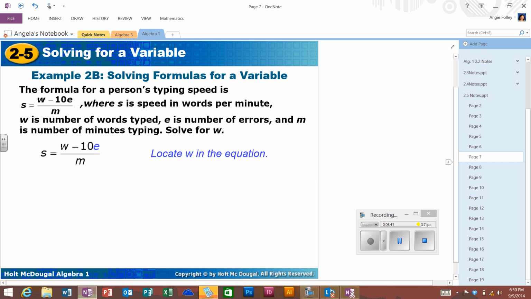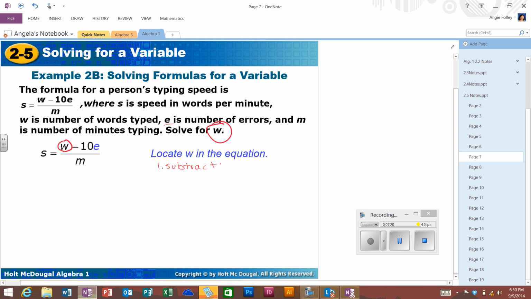All right, another example. The formula for a person's typing speed is given by S, the speed, is equal to W, which is the words in a minute, minus 10 times E divided by M. So W is our number of words, E is our errors, and M is our minutes. They want the equation to be equal to W. They don't want it to be equal to S. All right, so where's W? It's right here. So the first thing that's being done to W is we're subtracting.